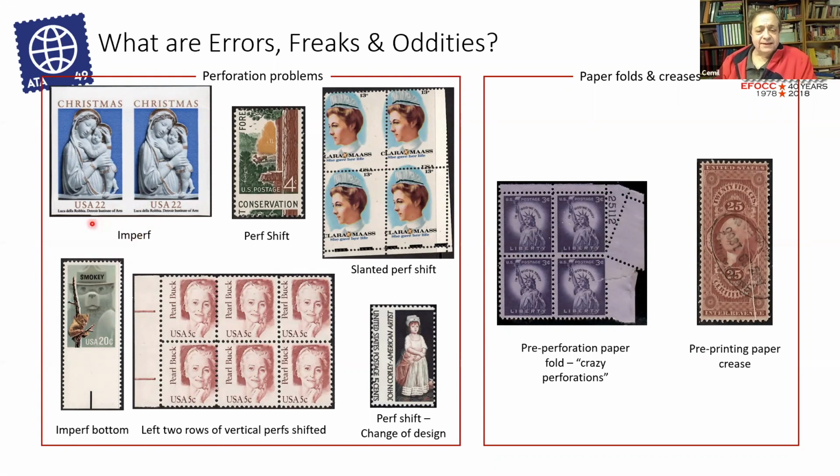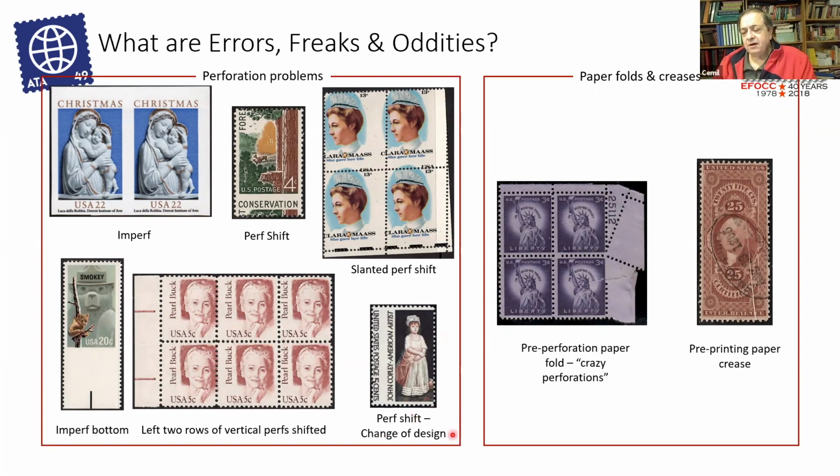In some cases, part of the perforations are missing, and here you see a case where the bottom perforation is missing. In this case, it is not necessary to have a pair because this is the edge of the sheet, and this is the selvage, and therefore you can clearly see that there is no perforation.